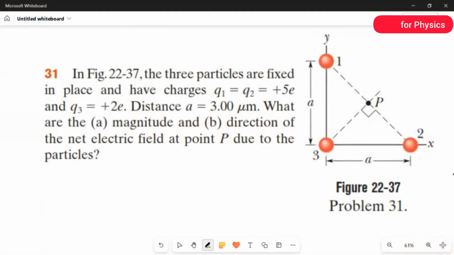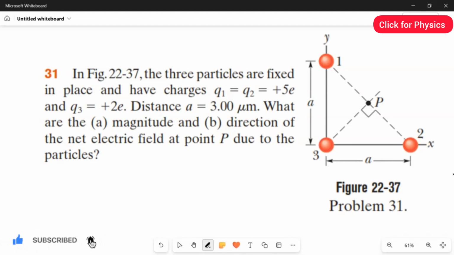Problem 31. In the given figure, three particles are fixed in place and have charges Q1 equal to Q2, which is equal to plus 5e, and Q3 equal to plus 2e. The distance a equals 3 micrometers. What are the magnitude and the direction of the net electric field at point P due to these three particles?